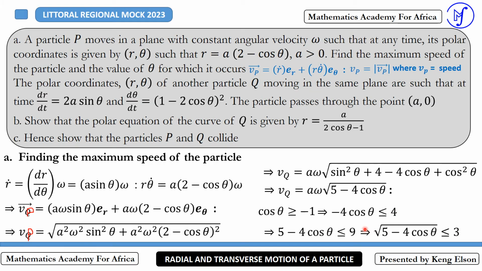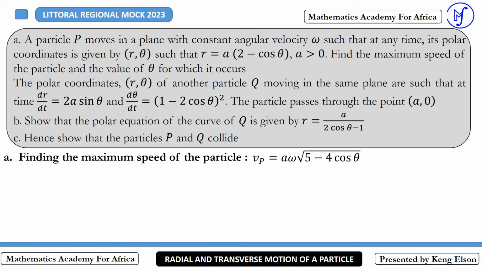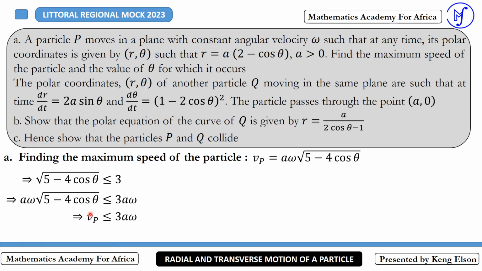We now take the square root on both sides, and we get that the square root of 5 minus 4 cos theta is less than or equal to 3. So having that our velocity, that's our speed, is equal to this, and in the previous we have the square root of 5 minus 4 cos theta less than or equal to 3. To get this guy here, we need to multiply both sides of this inequality by a omega. Since a and omega are both positive, the inequality sign will remain less than or equal to. The left hand side simply becomes our speed, and the right hand side is 3a omega.